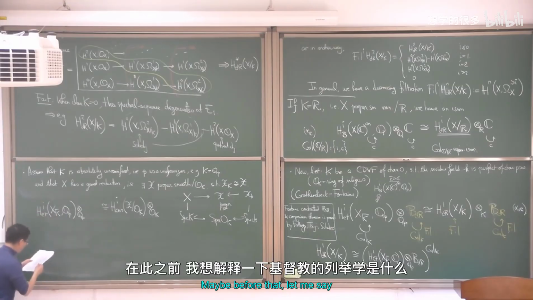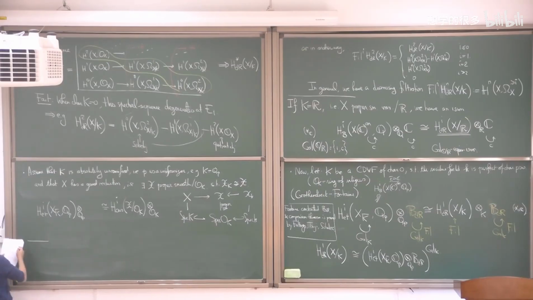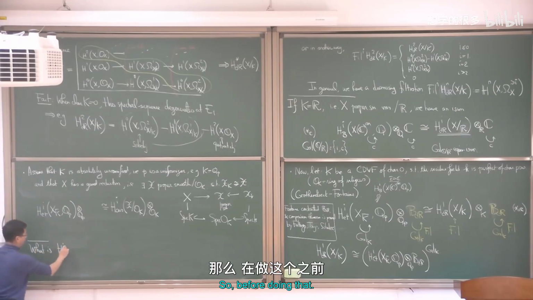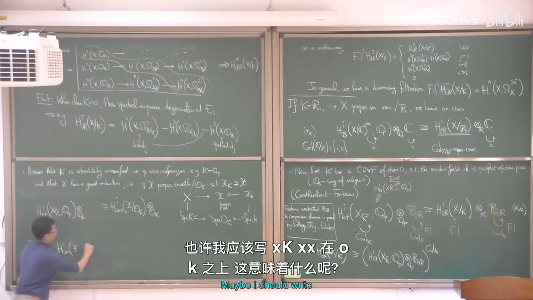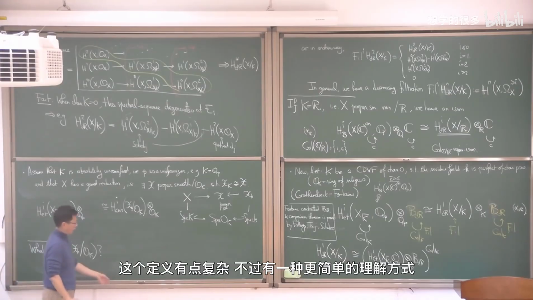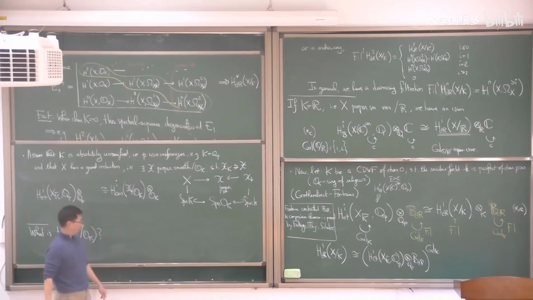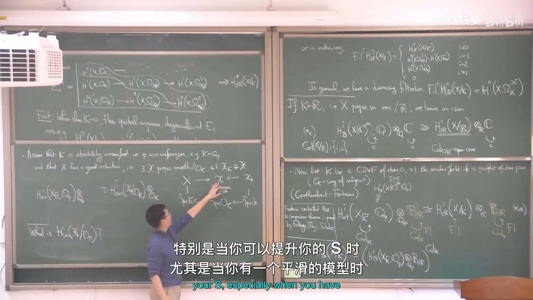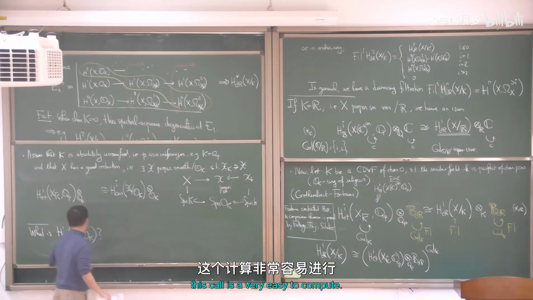Maybe before that, let me say what this crystalline cohomology is. So before doing that, maybe I should write X_k. Classical notation is (X_k/O_K) crystalline. What is this thing? The definition of this is a bit complicated, but there's an easier way to think of it, especially in the case when you can lift your X, especially when you have a proper smooth model over O_K. This cohomology is very easy to compute.